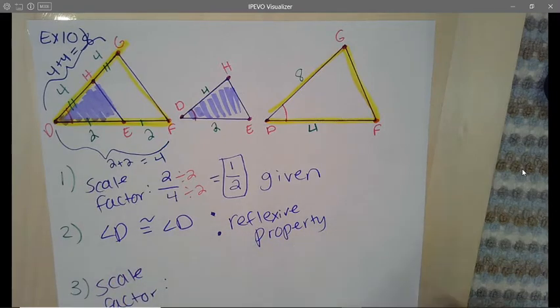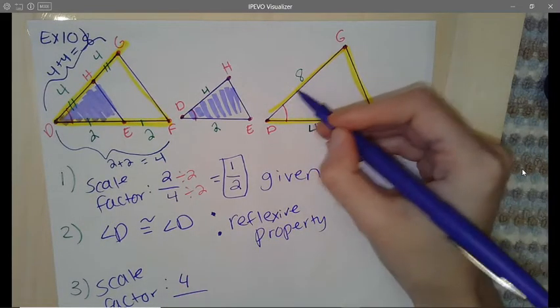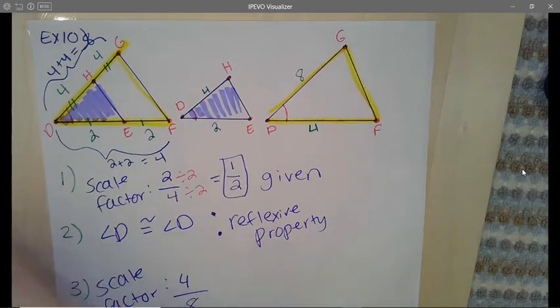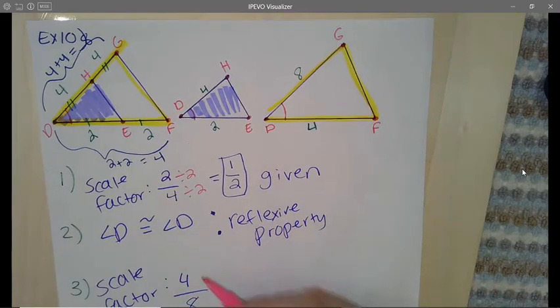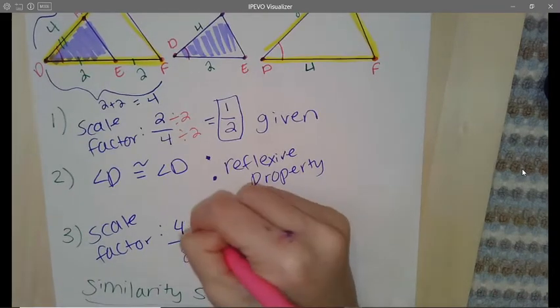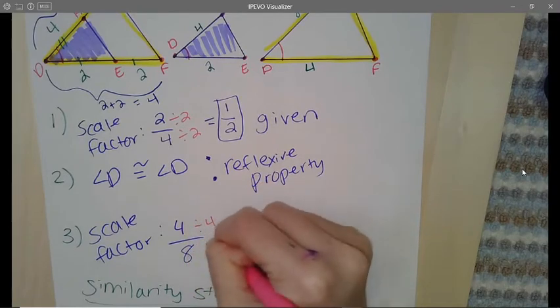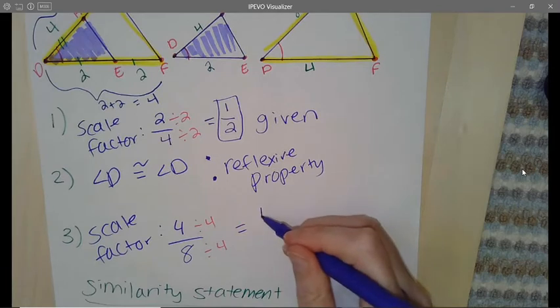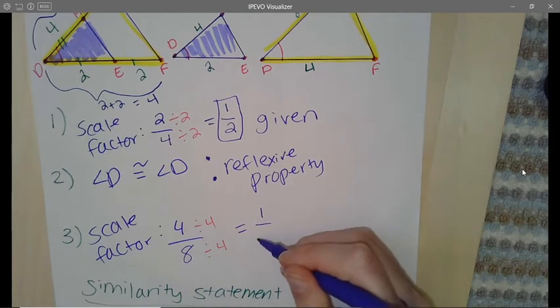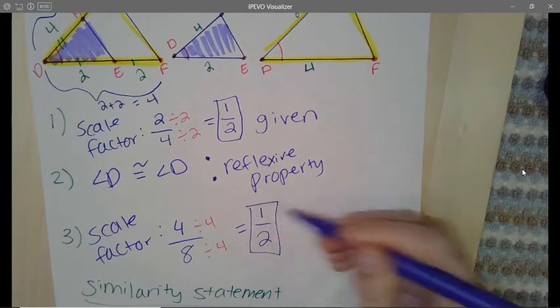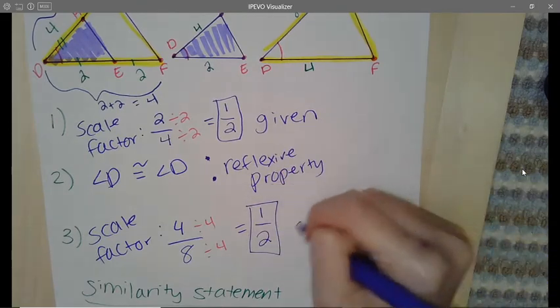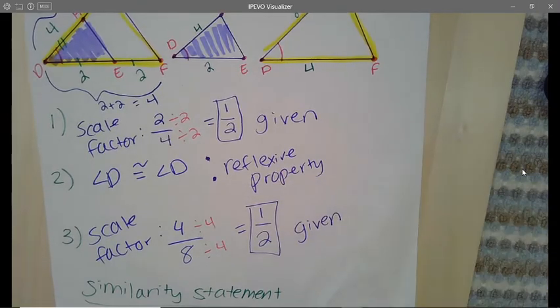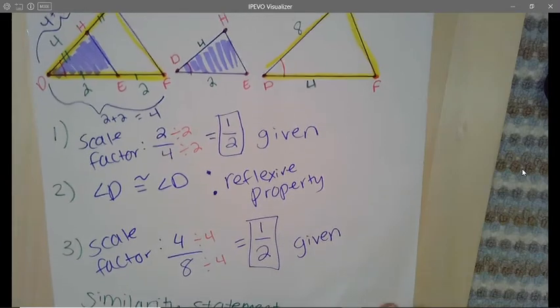Okay, so I'm going to do my last scale factor. I did my smaller triangle over my bigger triangle. So my smaller triangle is 4 over my bigger triangle, which is 8. And guess what, you guys? I can reduce this fraction down. 4 will divide into each of these. 4 divided by 4 is 1. 8 divided by 4 is 2. Whoa, do you guys see that our scale factors are the same? Yay! And this was also given to me, so I'm going to write because of the given.